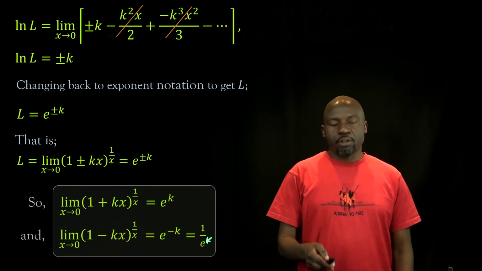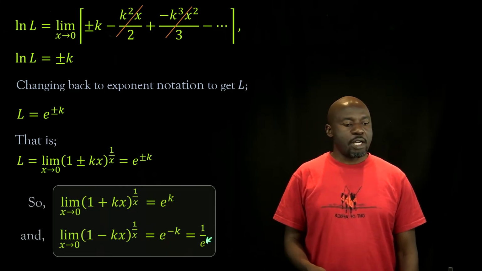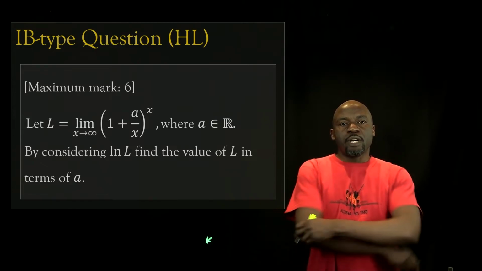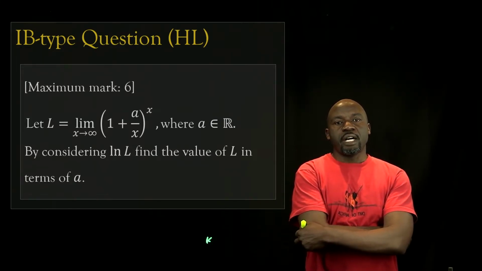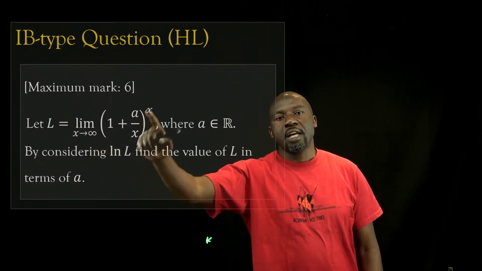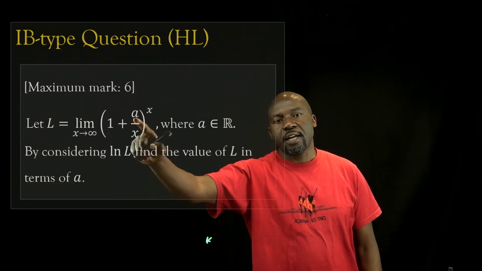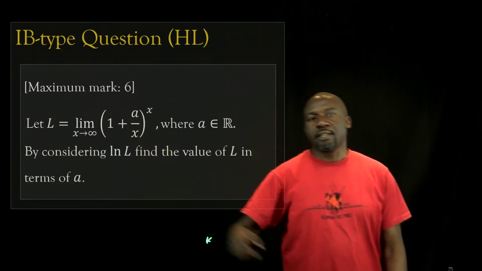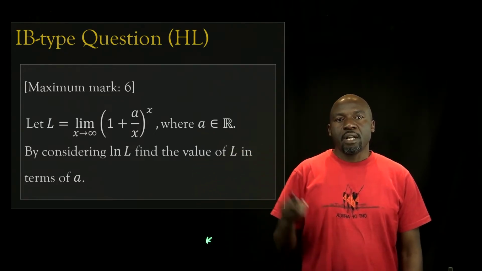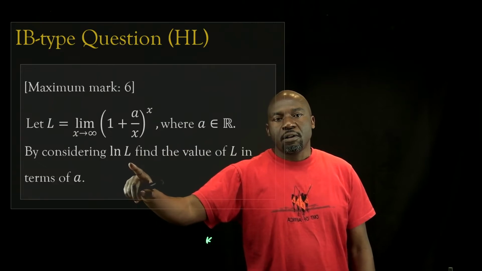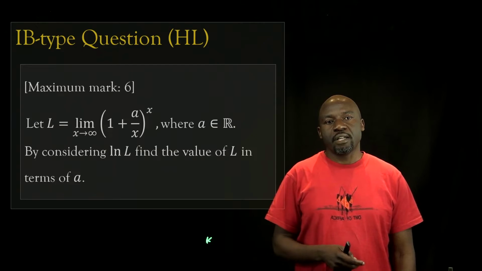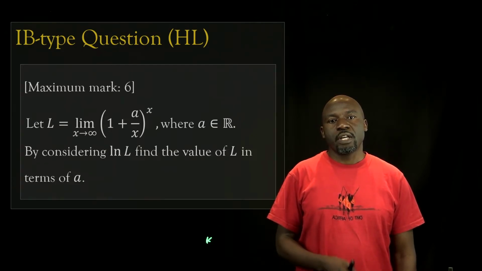All right, a typical exam question that one would want to ask us on this area is this. For 6 marks, let L be given by the limit as x tends to infinity. Notice this is x tending to infinity, and this is a over x rather than ax or kx. It doesn't really matter, we discussed this already. Where a is any real number, by considering log of L, so taking the natural log of both sides, find the value of L in terms of a.